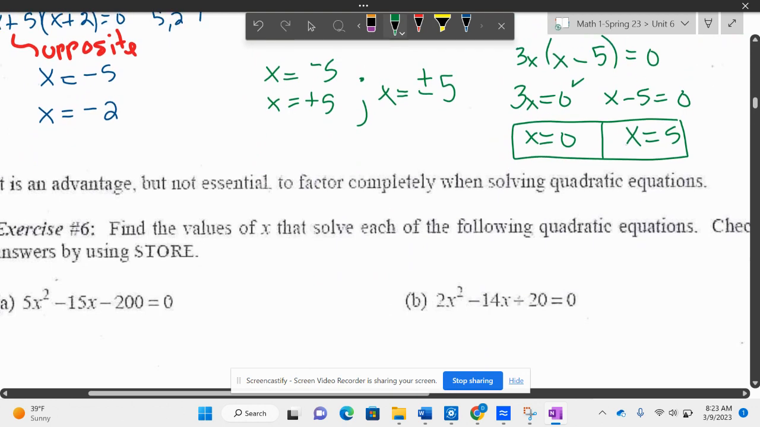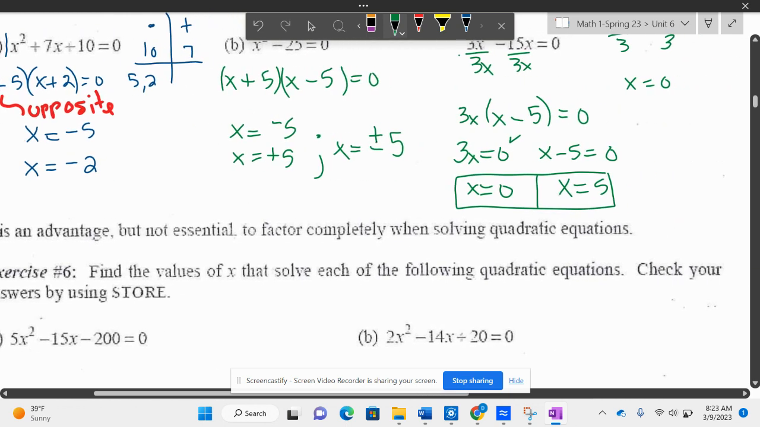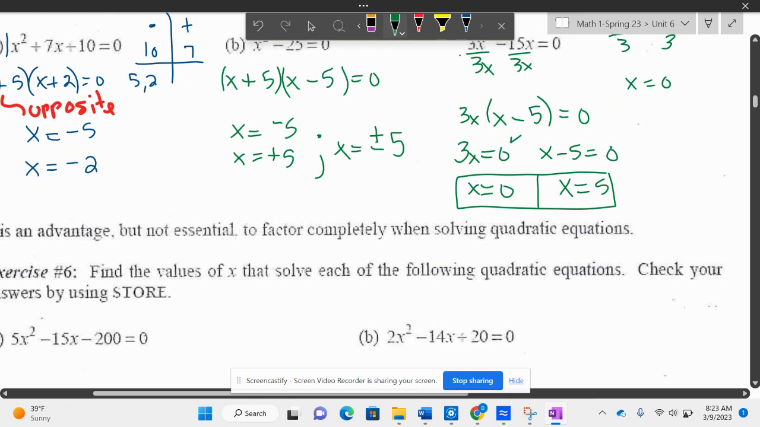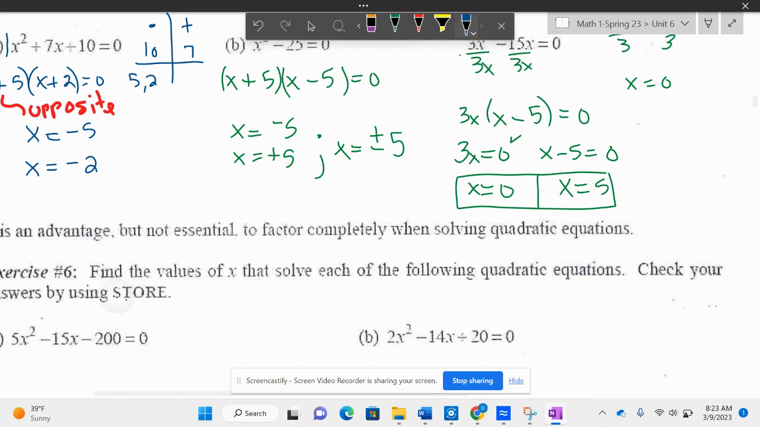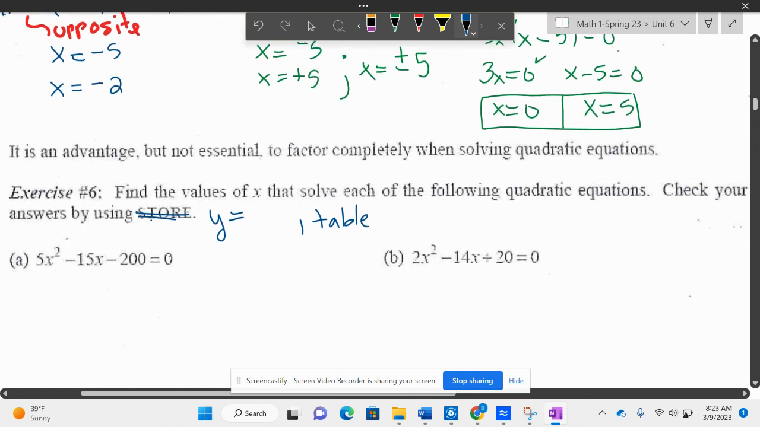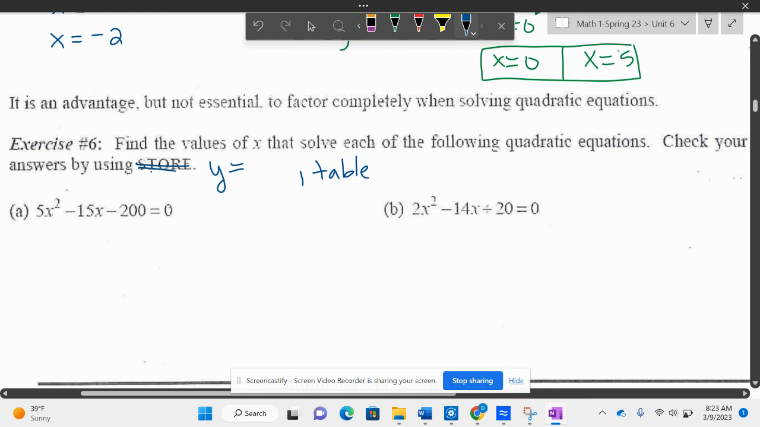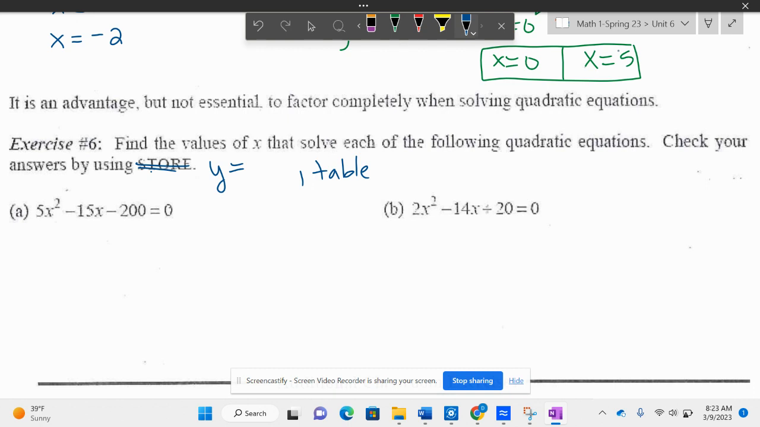Okay. So here it says to use the values of x, use the store in your calculator, but this is an old calculator. This is like a scientific, not a TI-84. So you're actually going to use what are we using to find the roots? Yeah, we're using the y equal and then the table. So we really don't have to factor these. I'm going to factor these two examples and then we'll check them using y equals and the table.